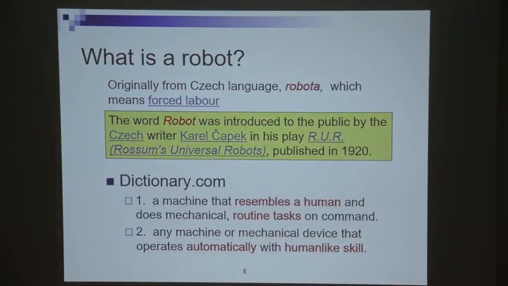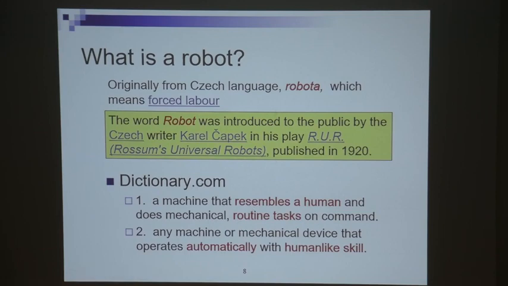If you refer to dictionary.com on the definition of a robot, you will see that a robot is defined as a machine that resembles a human and does mechanical routine tasks on command. A robot is also defined as any machine or mechanical device that operates automatically with human-like skills. So this is kind of like a layman definition.